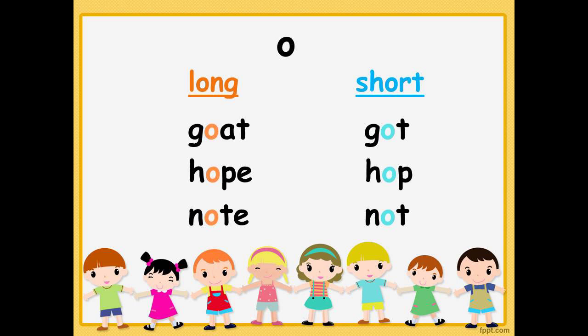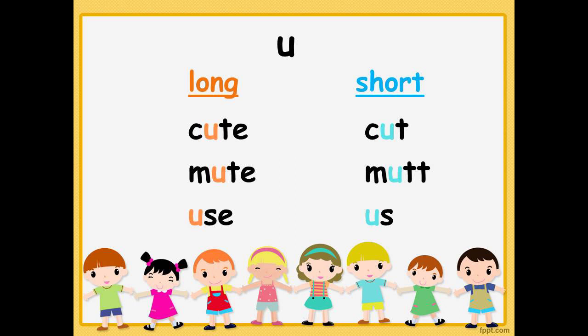Now let's go to U. The long sound of U is U, as in cute, mute, use. The short sound of U is uh, as in cut, mutt, us. It's easy, right?